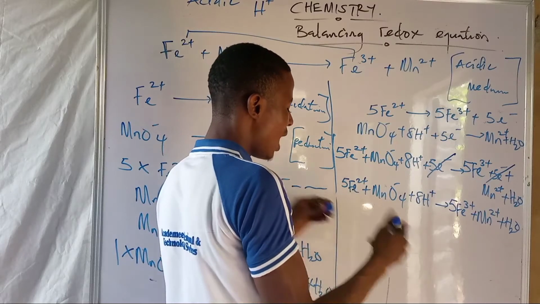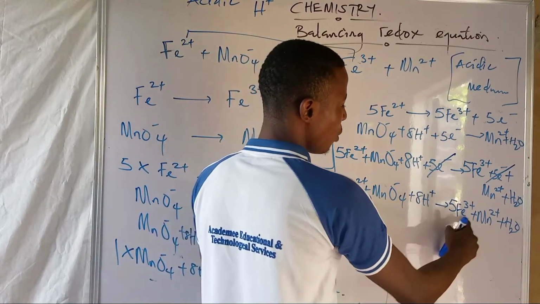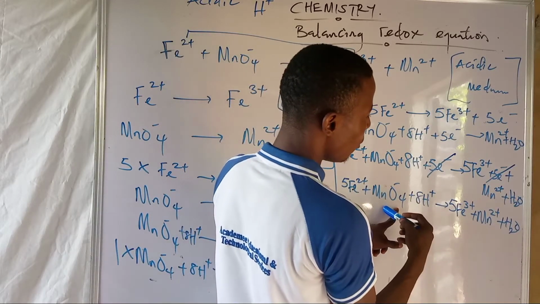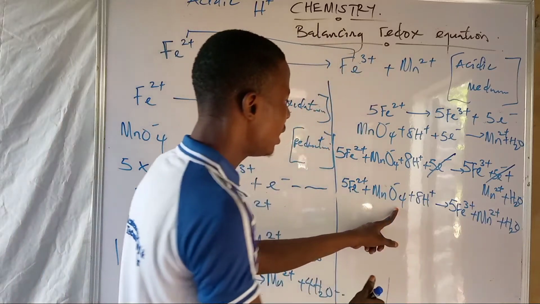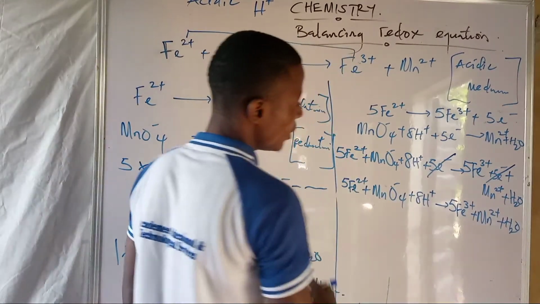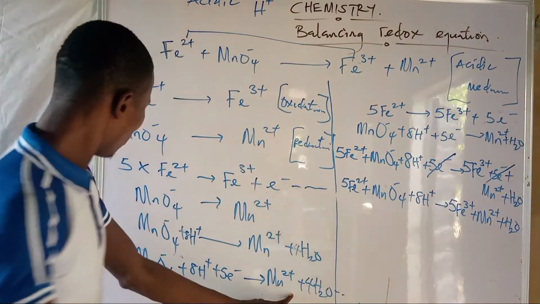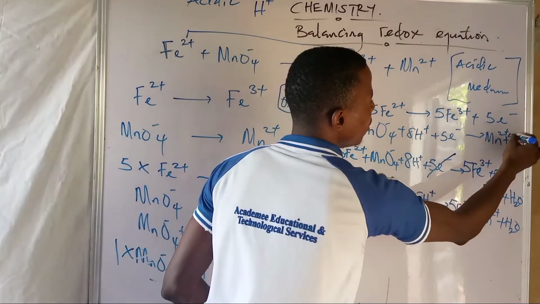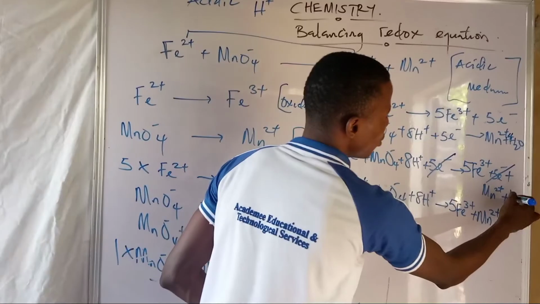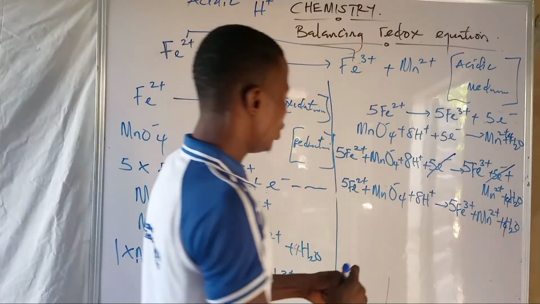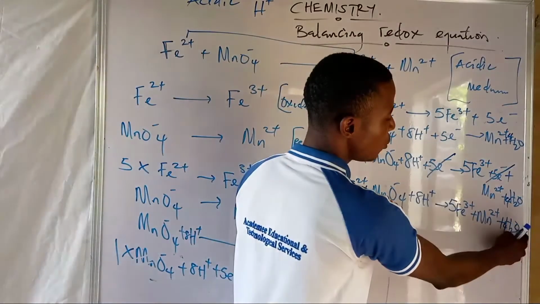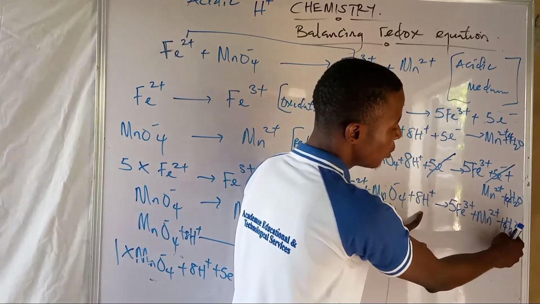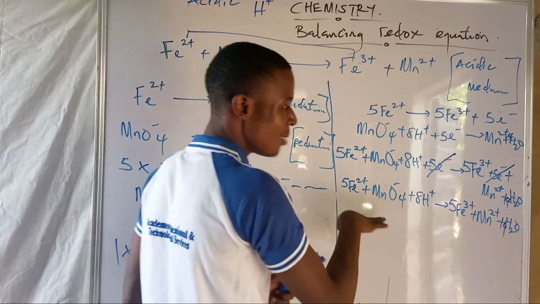We have 5 atoms of iron here, and we also have 5 on the other side. Manganese, we have just 1 atom here and 1 atom there. Oxygen, we have 4 here, and 4 on the other side, because the water is multiplied by 4. This one is supposed to be 4 atoms of oxygen also. Then hydrogen now, 8 atoms of hydrogen. This 4 times 2 should be 8. So in terms of atoms, this is balanced.